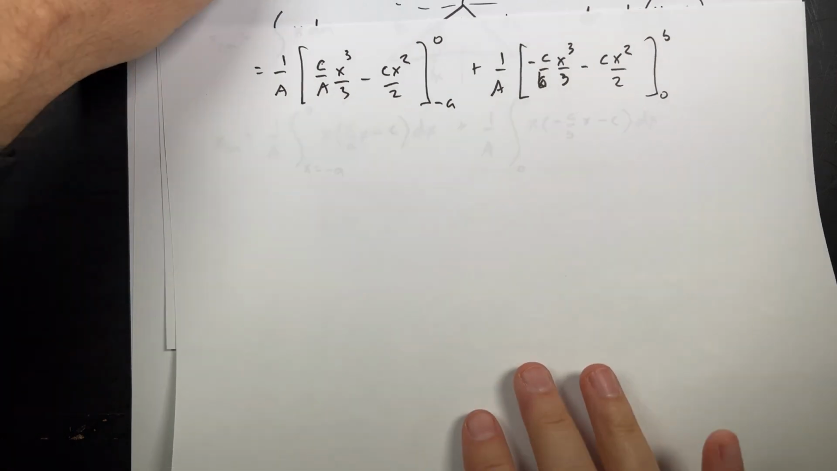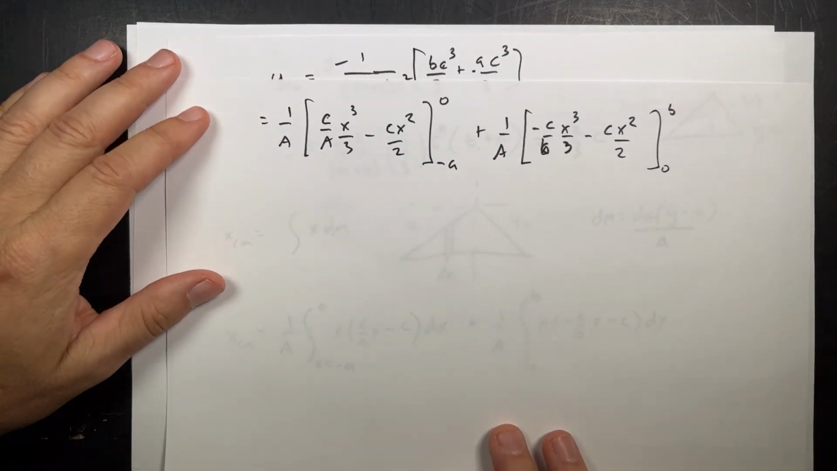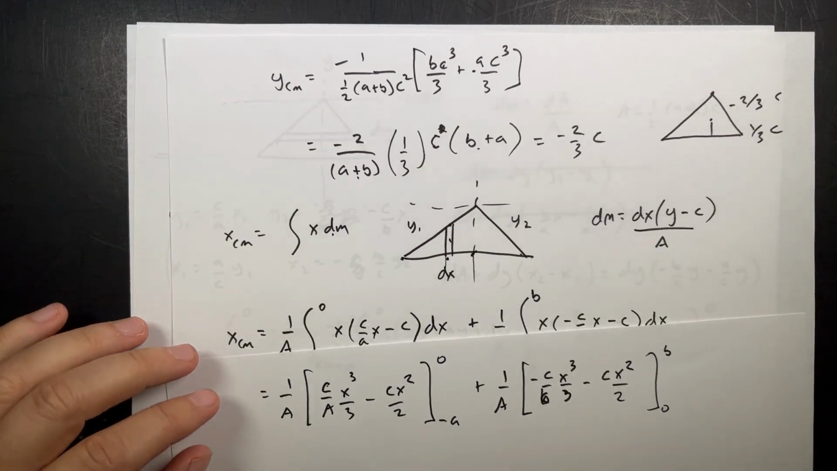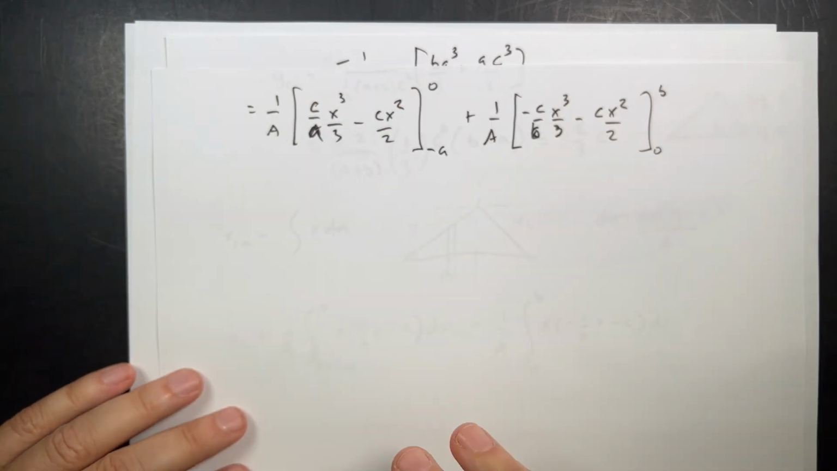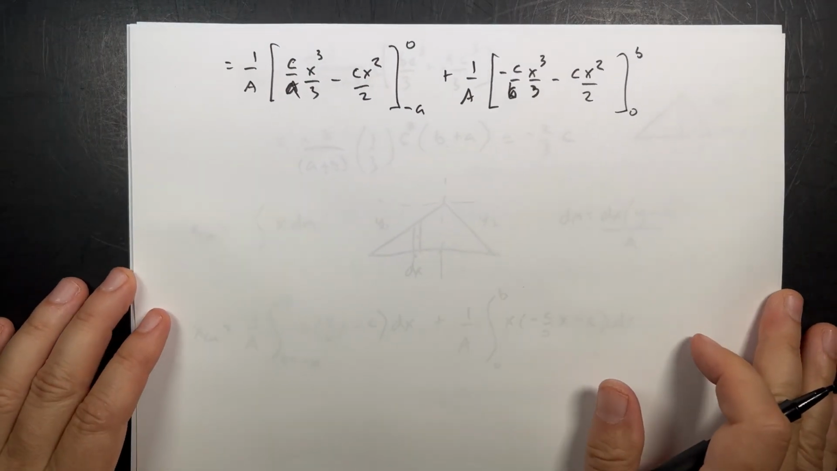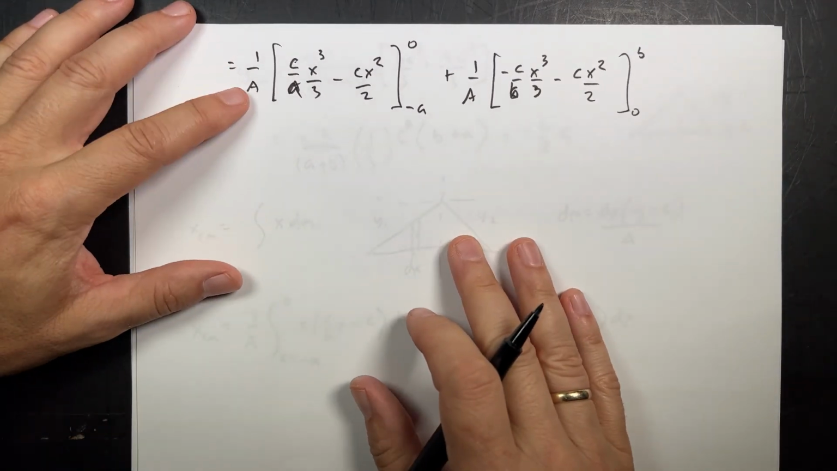Okay. Wait, what's the c over a? C over a. It is c over a. I said a, not a. I wasn't even listening to myself. But I caught my error, so that's good.